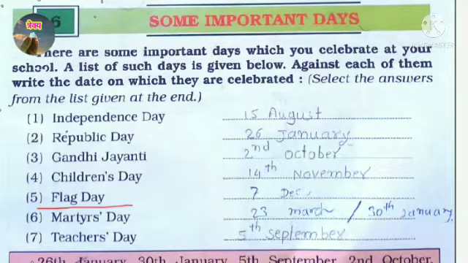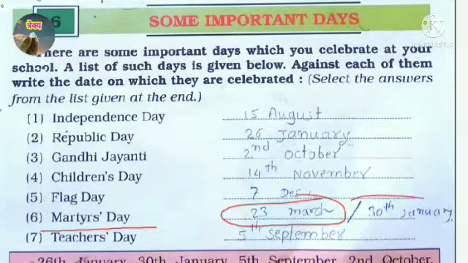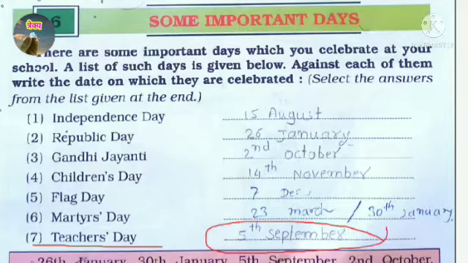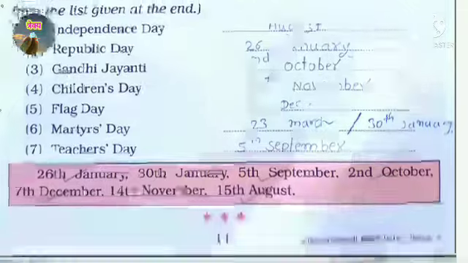Flag Day. We celebrate Flag Day on 7th December. Then is Martyrs Day. We celebrate it twice in a year. First is 23rd March and second is 30th January. Next is Teachers Day. We celebrate Teachers Day on 5th September. Now see the next set.